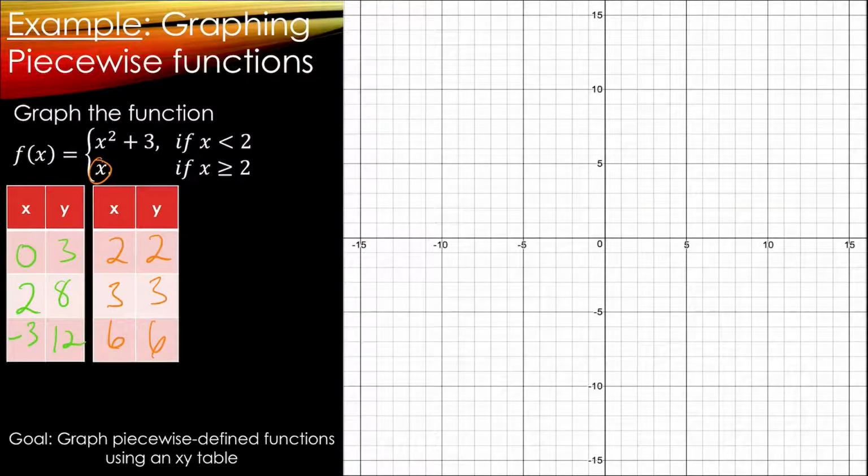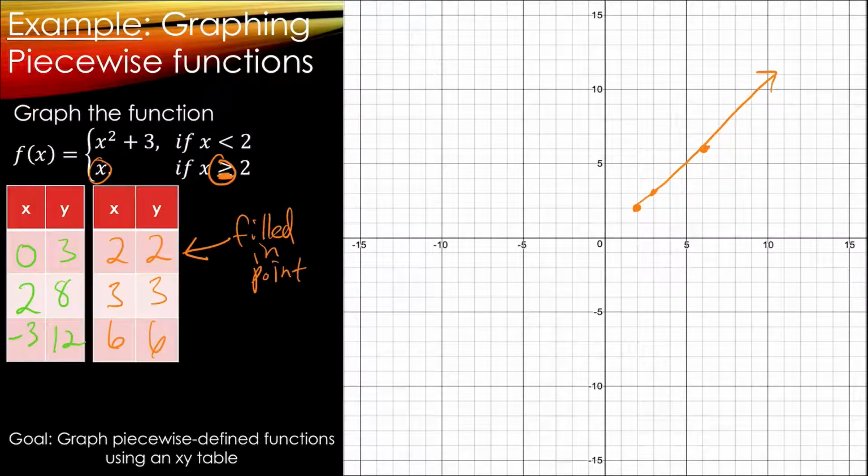We just have to be careful because we have to understand what these boundary points mean. If I'm going to do a filled-in circle at that point or an open circle. If I can equal something, so we're going to do these orange ones first. It means I'm going to have a filled-in point. So at my boundary point, 2, 2, I'm going to have a filled-in point. Okay, so 2, 2. Right there, I have a filled-in point. And I get 3, 3, 6, 6. And then my arrow going, saying it's going to continue on.